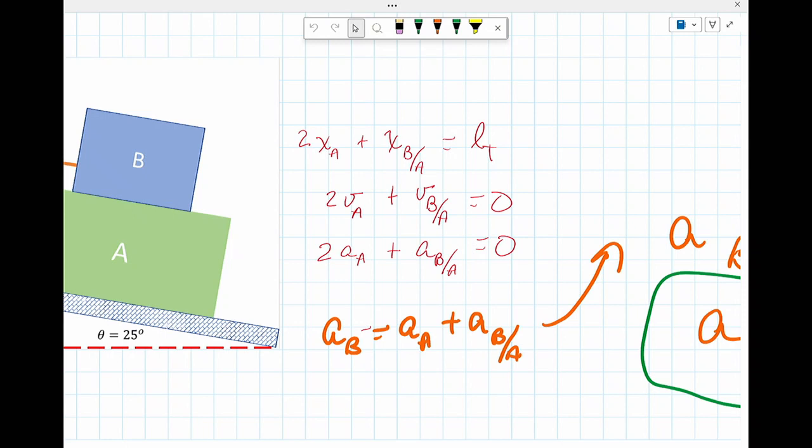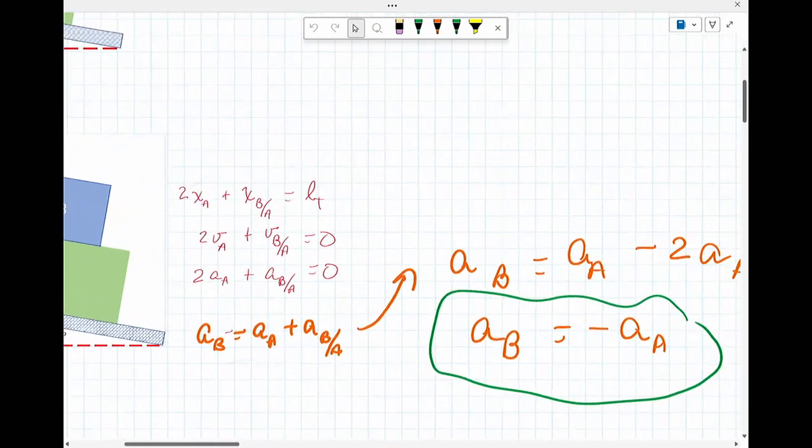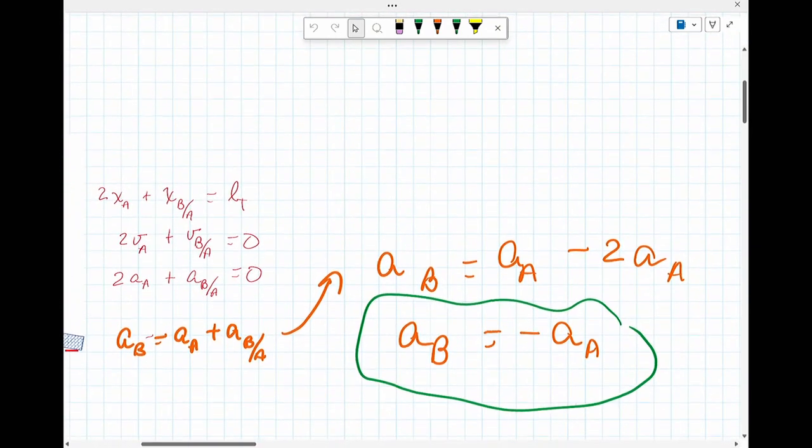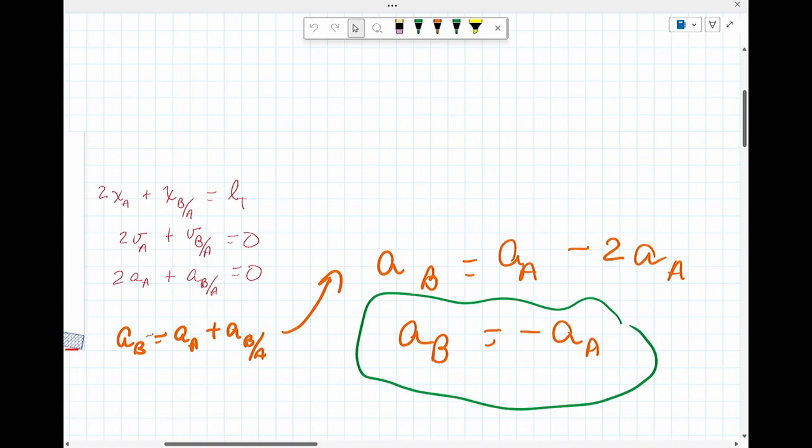This is, of course, not zero in the sense that there is an acceleration of B, but it is zero as far as the length of the cable is concerned. So it's two separate problems that you're dealing with. And when you do that, you end up with this relationship: acceleration of A equals negative twice the acceleration of B with respect to A, which is equal to negative 2 a_B/A.